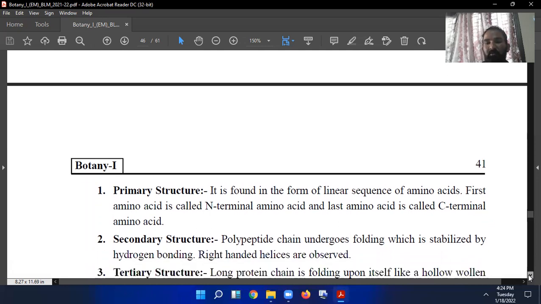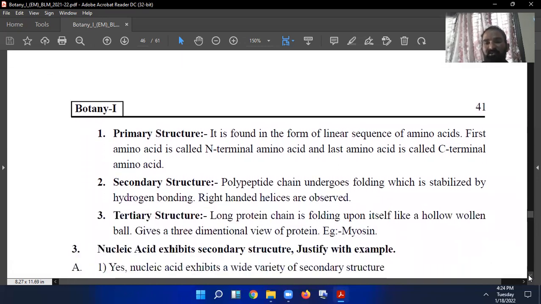Which means many amino acids are arranged in a long chain-like structure, in a linear sequence of amino acids. The first amino acid present in the protein is called the N-terminal amino acid, and the last amino acid is called the C-terminal amino acid. So in a linear sequence, the first one is the N-terminal amino acid, and the last one is the C-terminal amino acid.